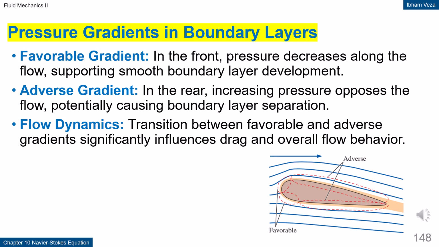Pressure gradients in boundary layers. A favorable pressure gradient occurs when pressure decreases in the flow direction. This condition helps the boundary layer remain attached and develop smoothly. In contrast, an adverse pressure gradient appears when pressure increases along the flow. This opposes the near-wall motion and can trigger separation. The transition between these two conditions strongly controls drag and flow stability.